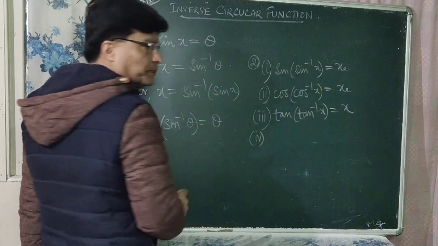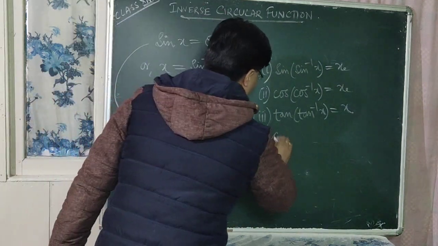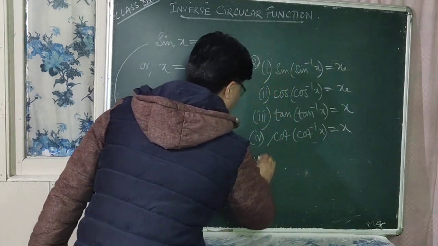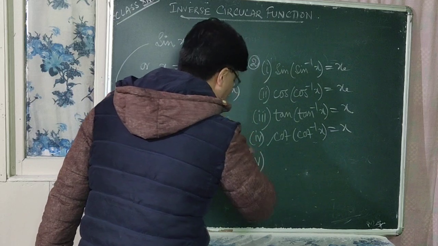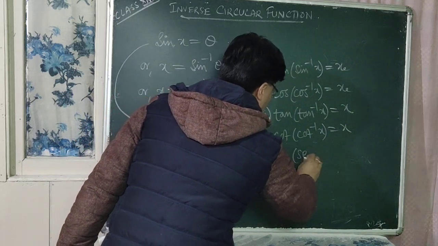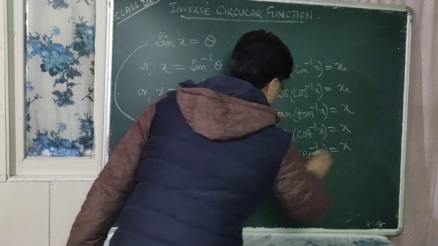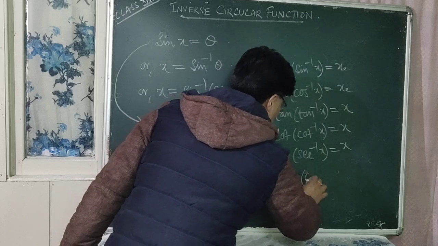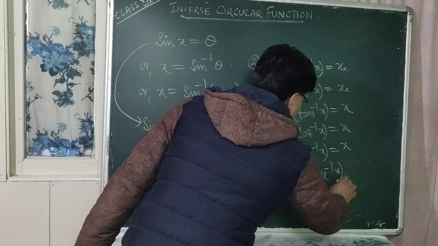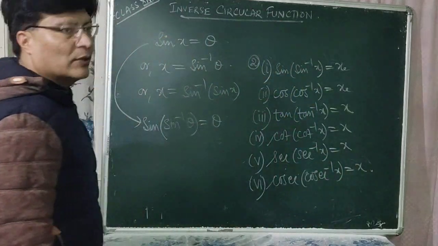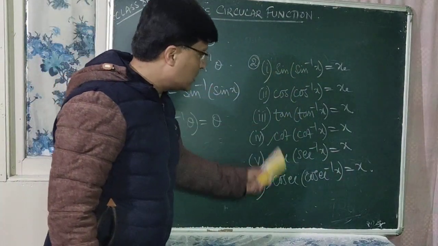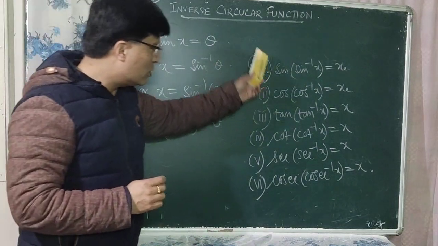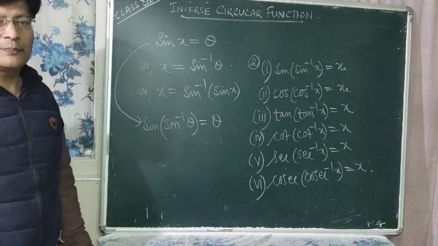Now number 4, cot of cot inverse x is also x. Number 5, sec of sec inverse x is also x. Number 6, cosec of cosec inverse x is also what? X. Okay, so these are the formulae. The 6 formulas of number 1 and the 6 formulas of number 2, these also must be memorized.